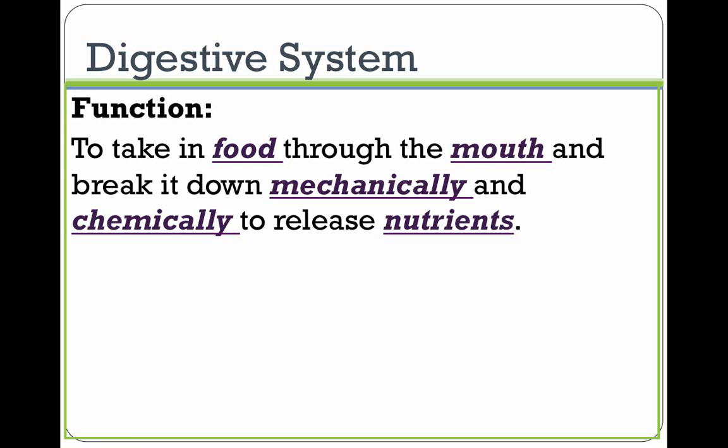Chemically involves several different things, but it involves the stomach acid in your stomach, it involves bile from your liver, and other things as well. All of this is done so we can get the nutrients out of our food. That's the whole reason we eat food.